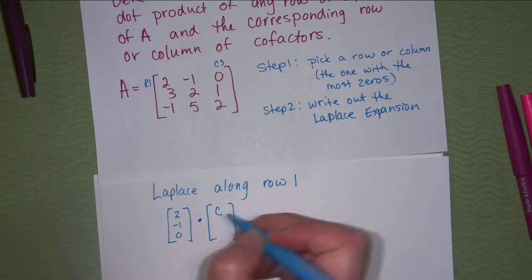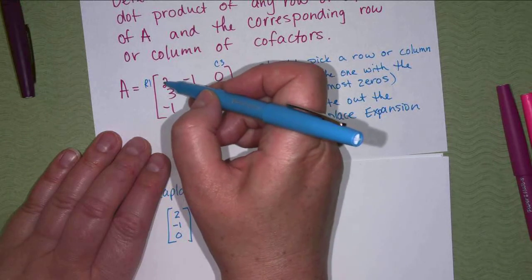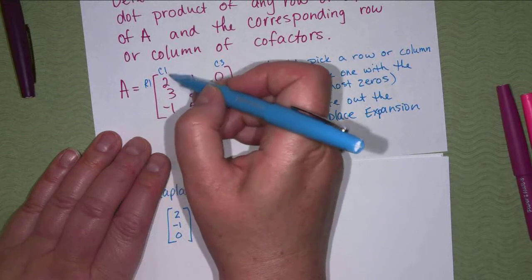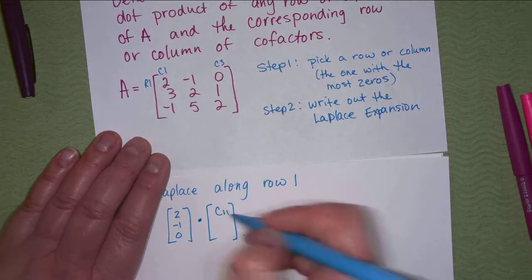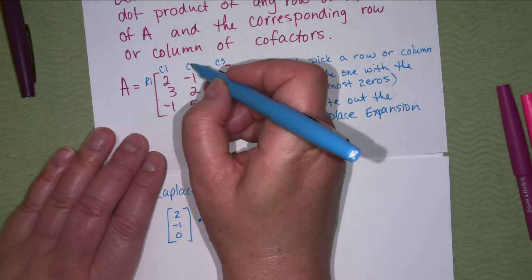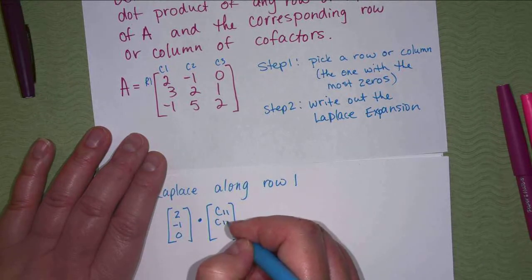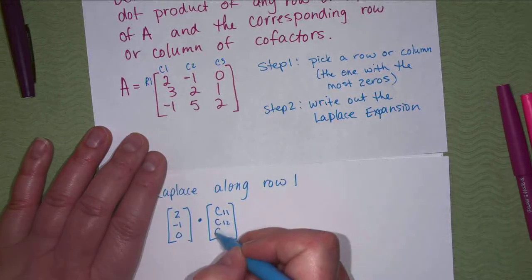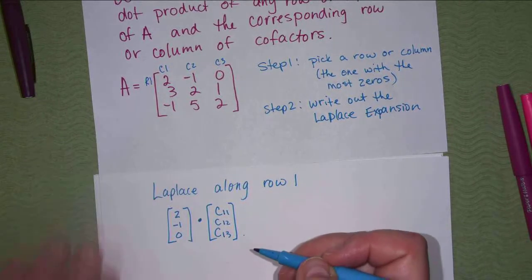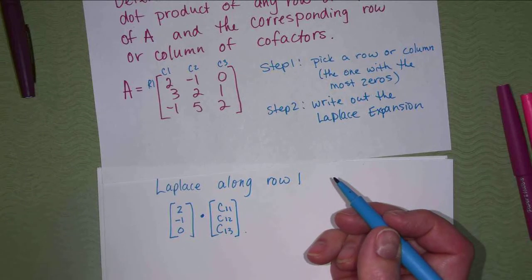So what place is this one? What place is that in? Row 1, column 1? So I'm going to put C11. Okay. And this would be row 1, column 2, C12, and row 1, column 3, C13. Okay. So I need to find those 3 numbers, and then I do the dot product, and that will be the determinant. So there's 3 calculations to do.